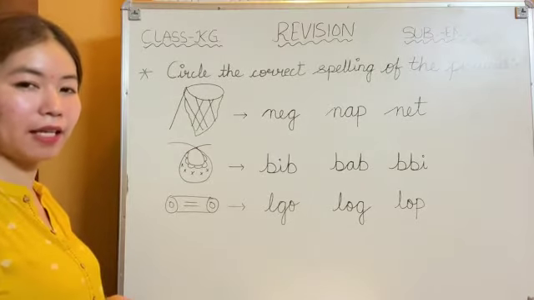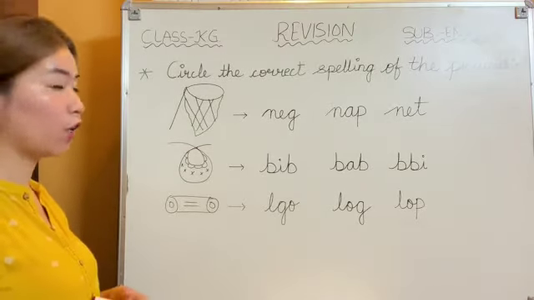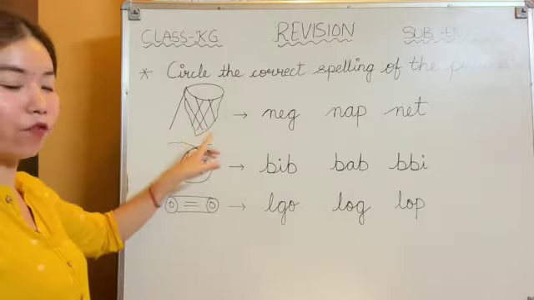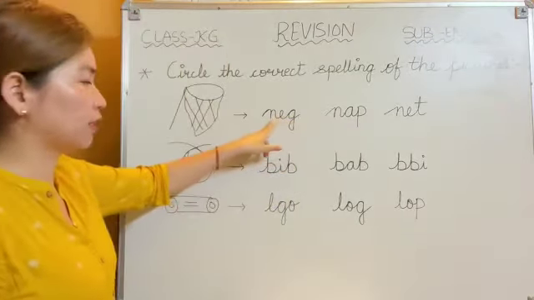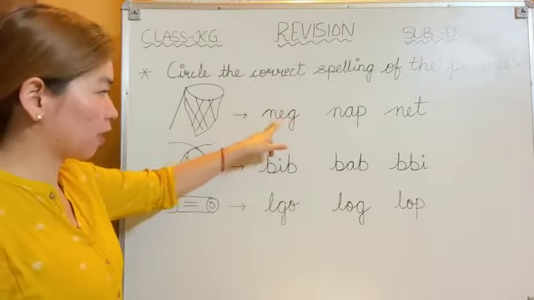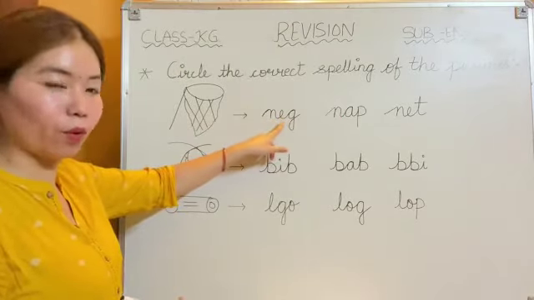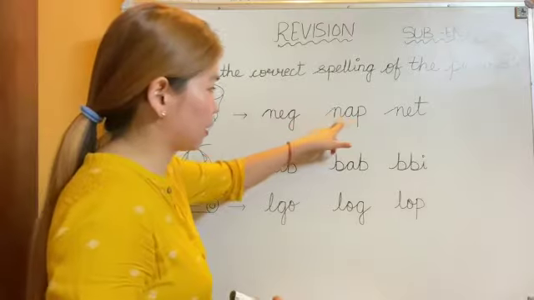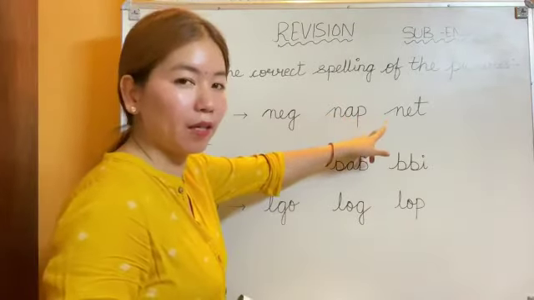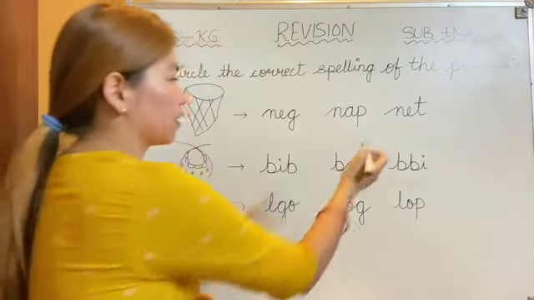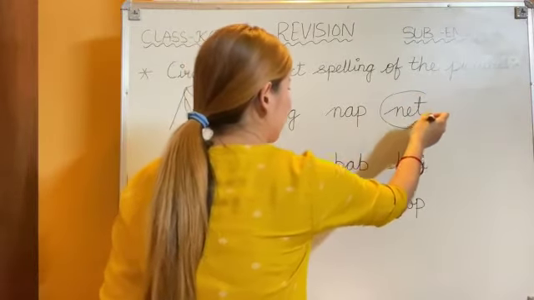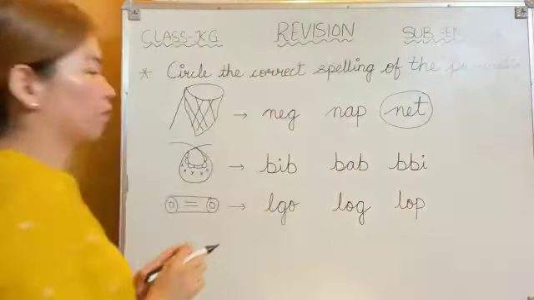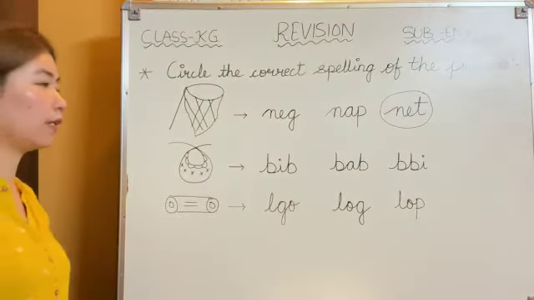N-E-T, net. Now, we will find out the spelling of net from here. See, children, this is N-E-T, net. No. This is N-E-T, net. Yes, this is the correct spelling. So we will encircle the word net.